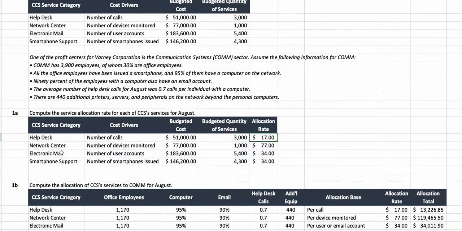And we did this for all of the different categories. So we have $17 for the help desk, $77 for the network center, $34 for electronic mail, and $34 for smartphone support.